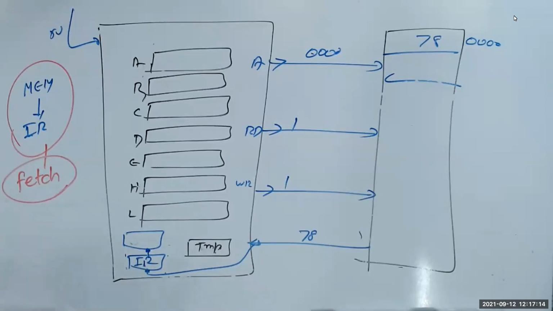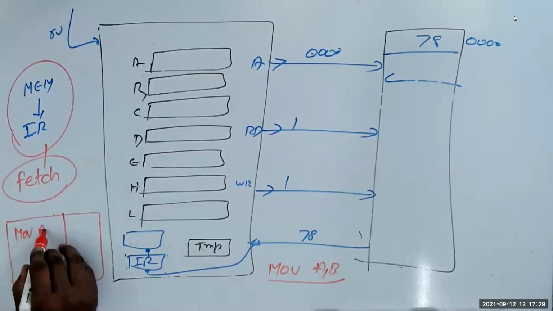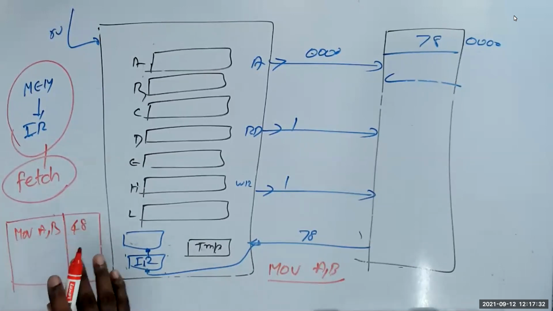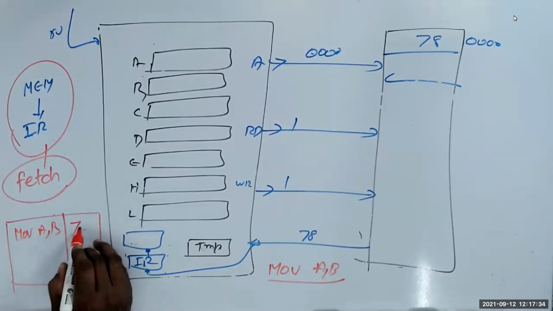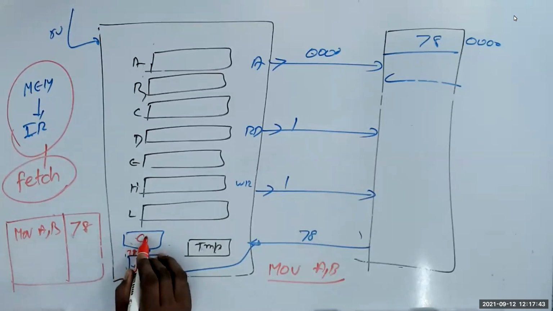So for some instructions the command itself is sufficient, like move A comma B. In the instruction set table, move A comma B is 78. That is enough. That goes to the IR. After it gets 78, our man, the control unit, will start executing.